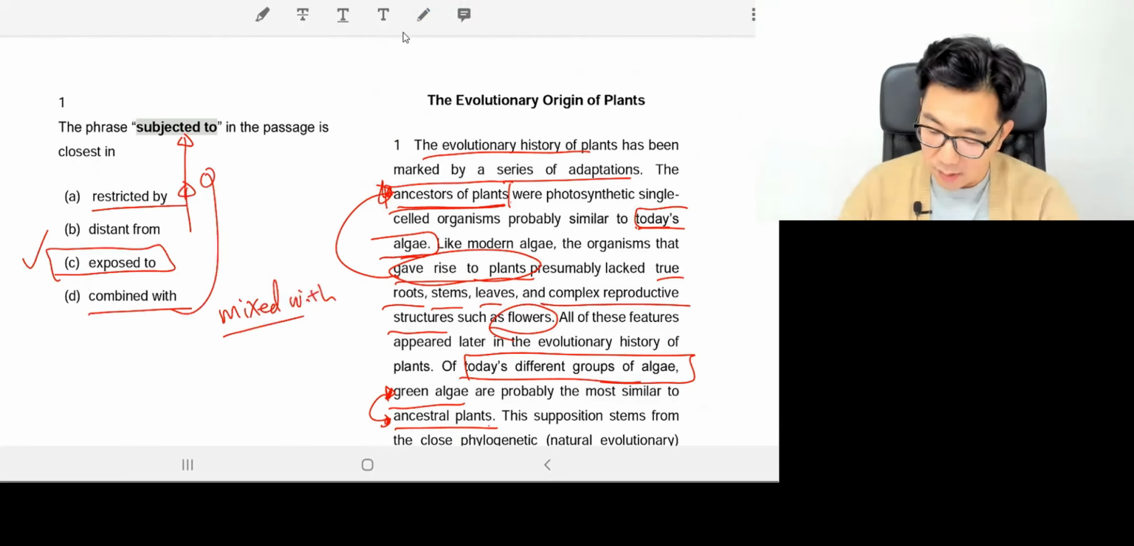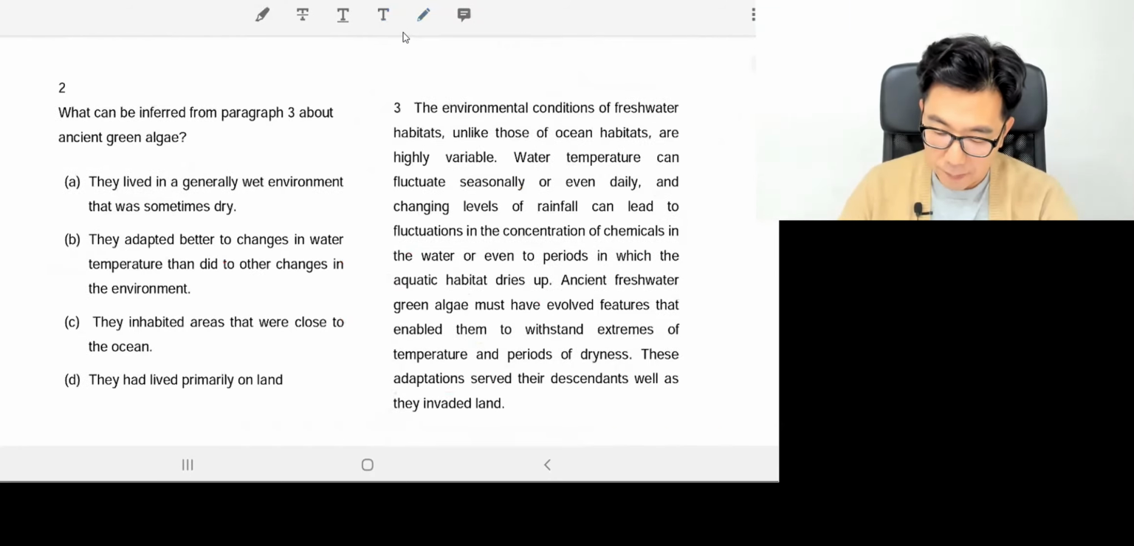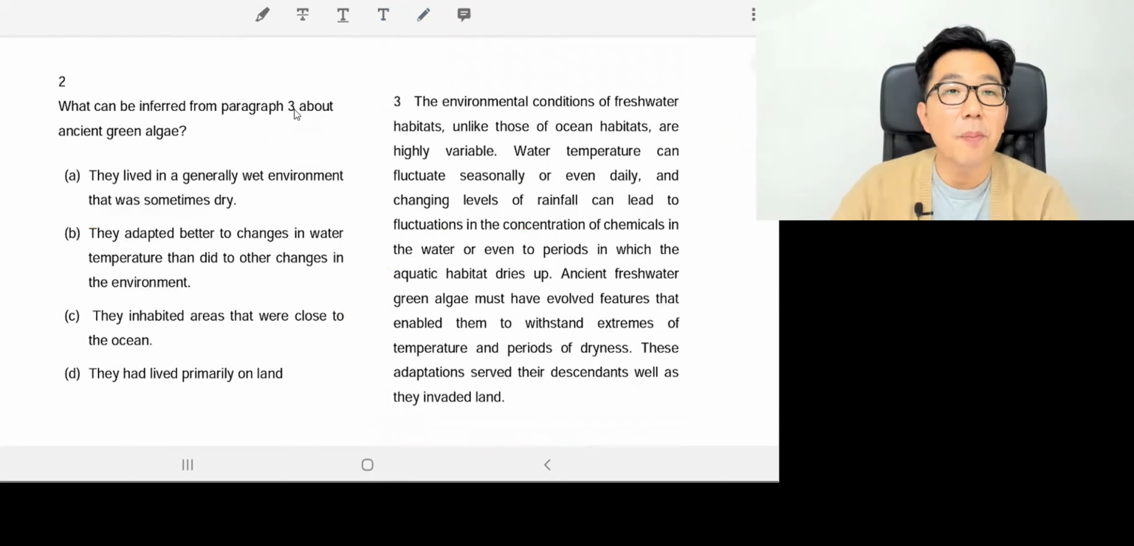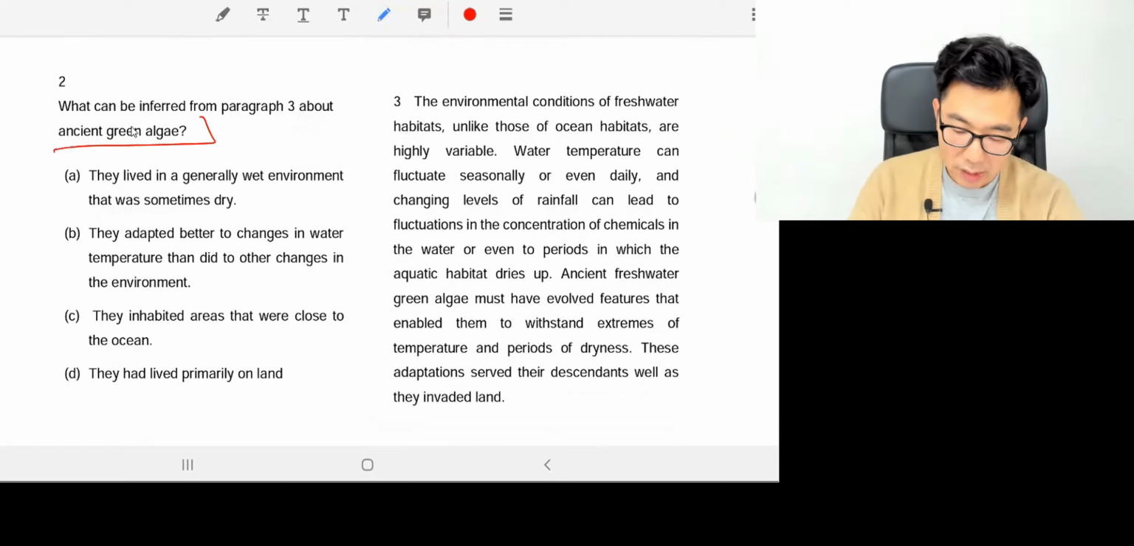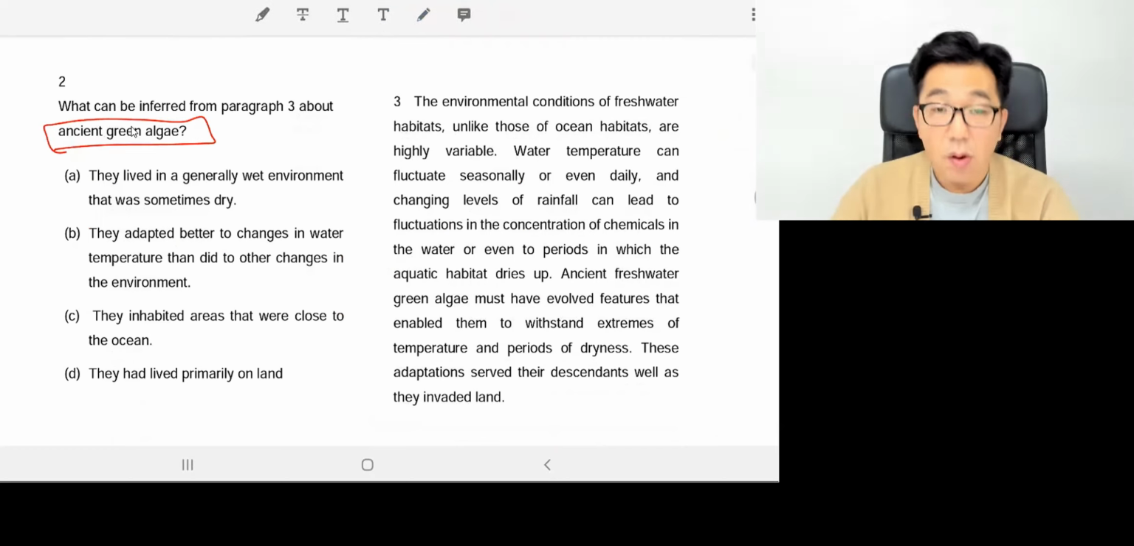Good start, I think. Let's keep going. Question 2, what can be inferred from paragraph 3 about ancient green algae? Let's go.